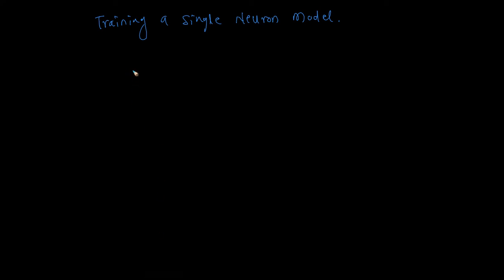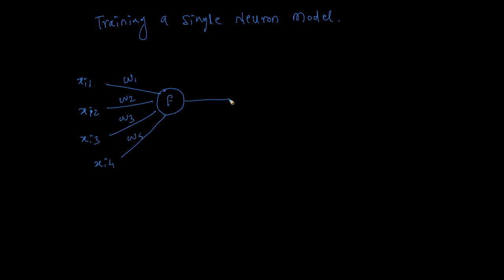So, training a single neuron model. A single neuron model looks like this. We have only one neuron, and let's say there are inputs coming like this: xi1, xi2, xi3, xi4. These are w1, w2, w3 and w4, this is function f, and this is the output, which is, let's say, yi hat. So we have a data point xi comma yi, right?